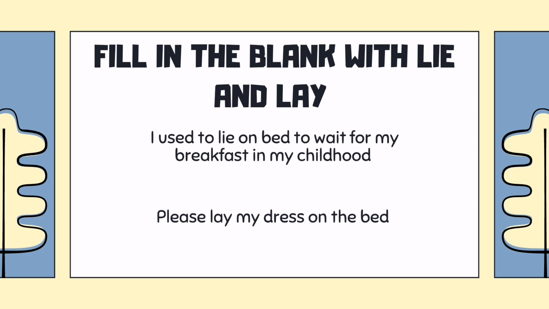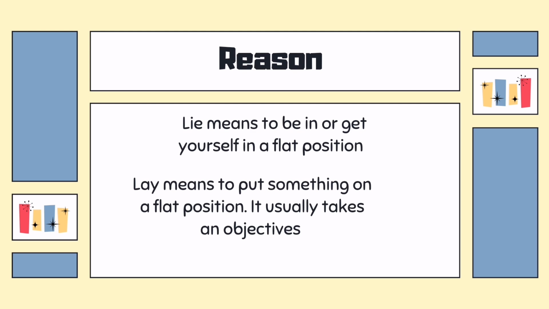This is very confusing. Actually, it makes me confused too. In some situations we have to think about whether we use lie or lay. But let me explain it to you. The difference between lay and lie. Lie means to be or get yourself in a flat position, and lay means to put something in a flat position. Lay usually takes an object, but lie does not take an object. So this is the difference. Hope it will help you choose the right word between lie and lay.